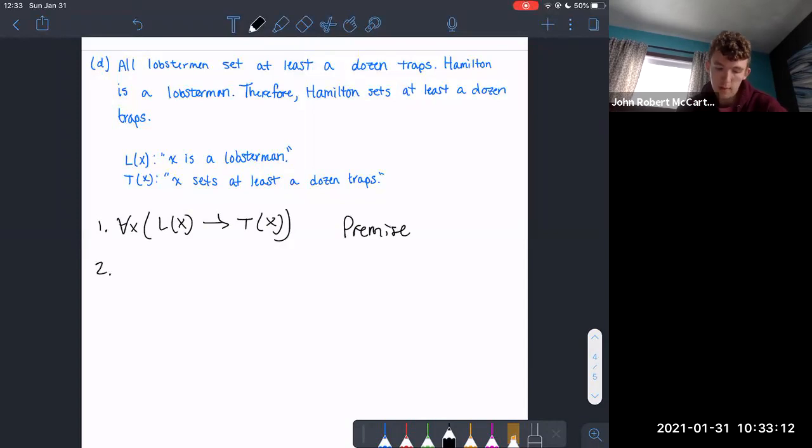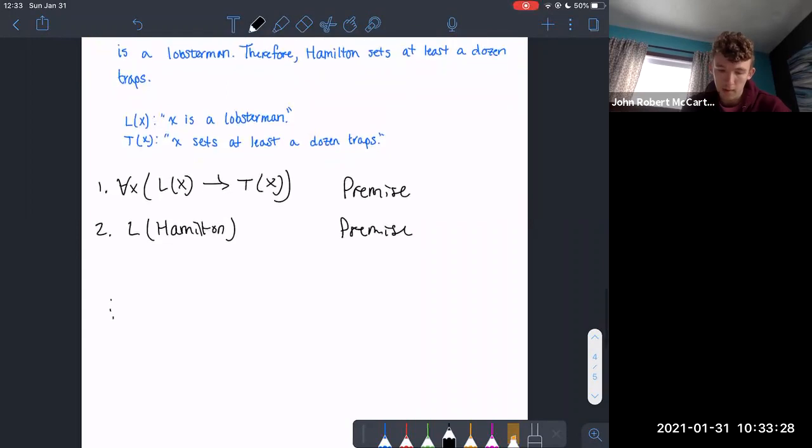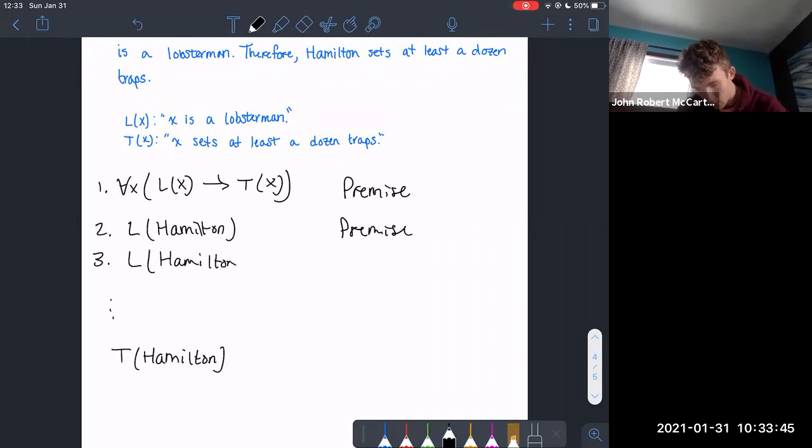Hamilton is a lobsterman. So L is true when you plug in Hamilton. And we want to conclude that Hamilton sets at least a dozen traps, or T of Hamilton. Again, we're going to want to instantiate this for Hamilton using for all elimination on line 1.